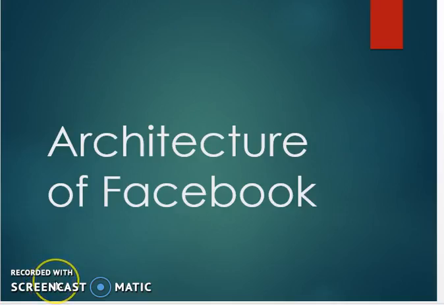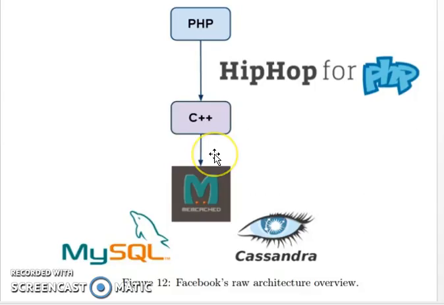Now I'm going to talk about the architecture of Facebook. Basically, I'm going to compare the architecture of Facebook and Twitter. What's the difference between them? Like Twitter, Facebook is based on open source software, and Facebook develops and contributes to a lot of open source software projects.